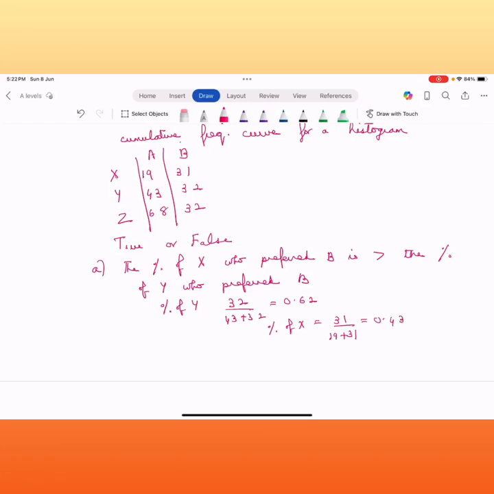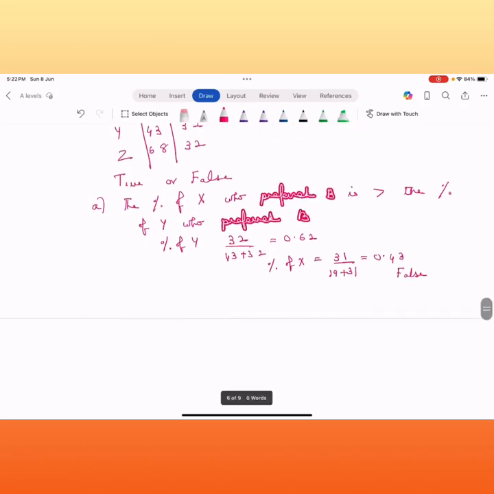So is the percentage of X who preferred B greater than the percentage of Y who preferred B? Is it a true or false statement? You can say that it is a false statement, because the percentage of X who preferred B is 0.43 and the percentage of Y who preferred B is 0.62. So this is a false statement.